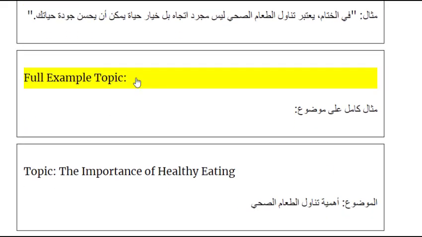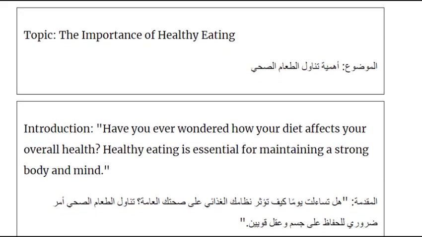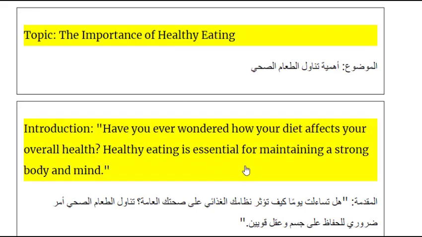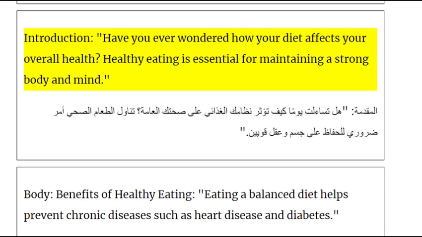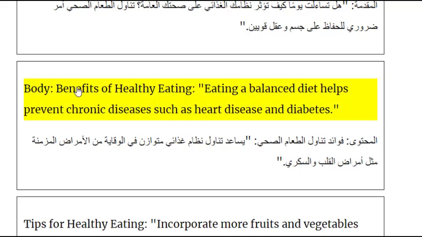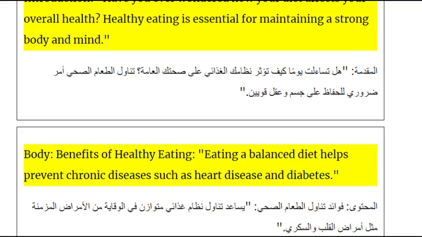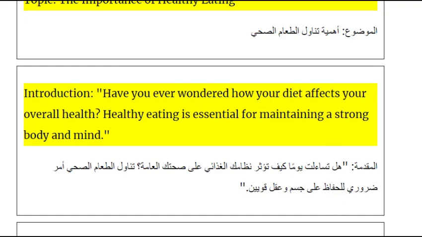For example topic. مثال كامل عن موضوع. هنا سنرى مثالا كاملا عن موضوع حول أهمية تناول الطعام الصحي. The importance of healthy eating. Have you ever wondered how your diet affects your overall health? Healthy eating is essential for maintaining a strong body and mind. تلك كانت المقدمة. هذه كانت المقدمة.